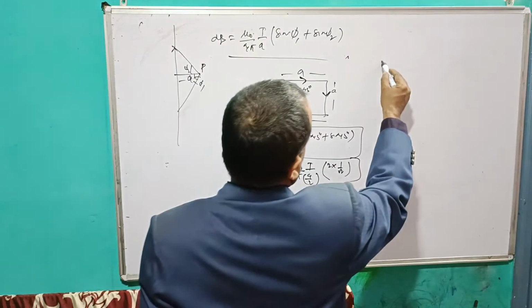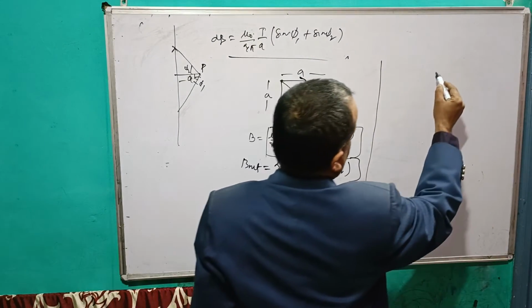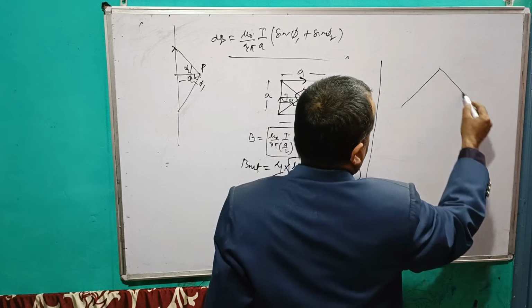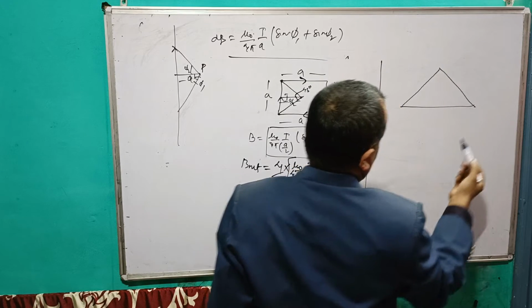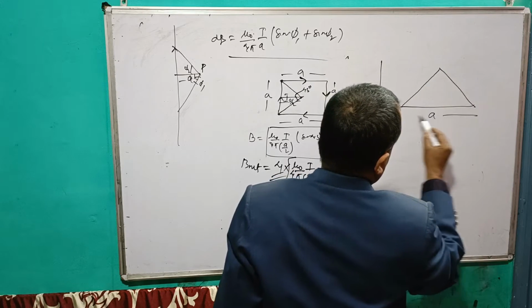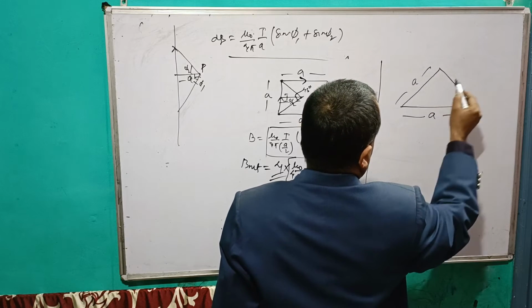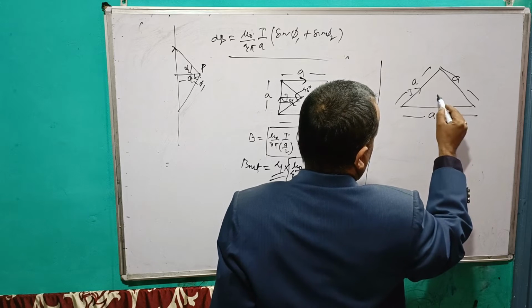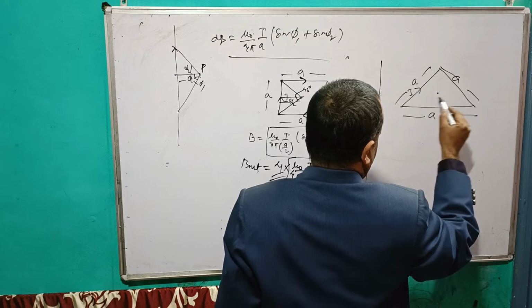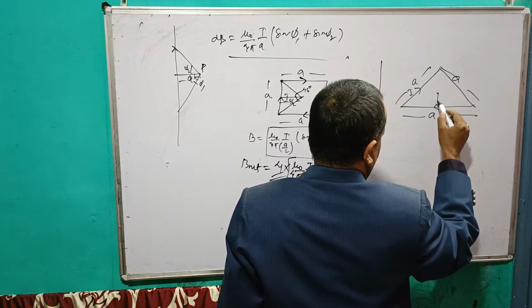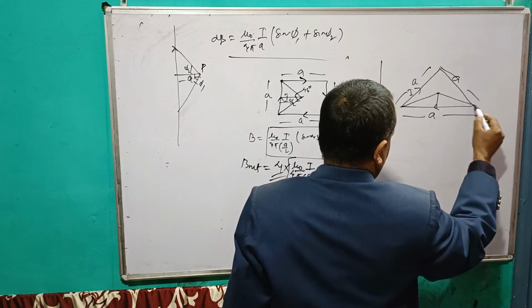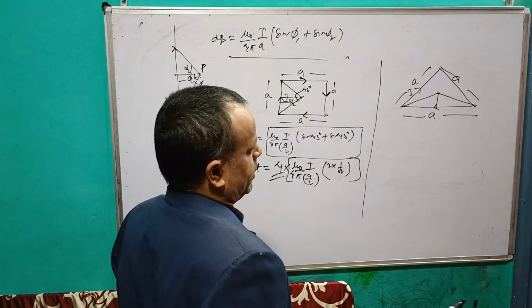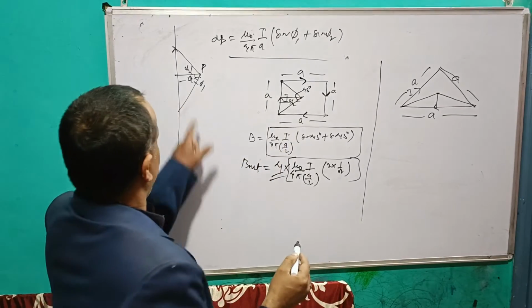Similarly, we can go for the magnetic field at the center of a triangle, an equilateral triangle. Suppose all the sides are the same and the current is I. So our target is to find the strength of magnetic field at the center of the triangle, equilateral triangle to be precise. See what will happen over here?